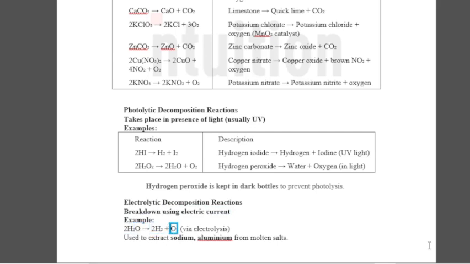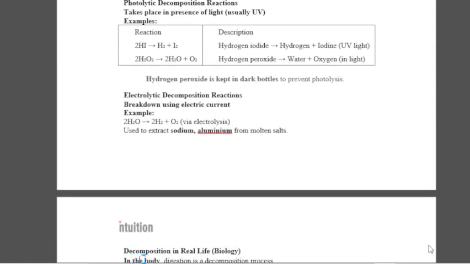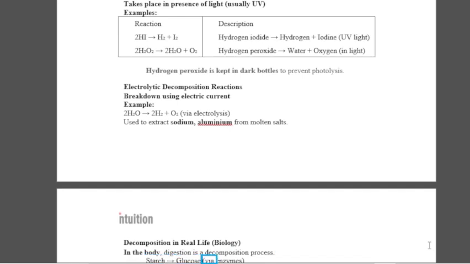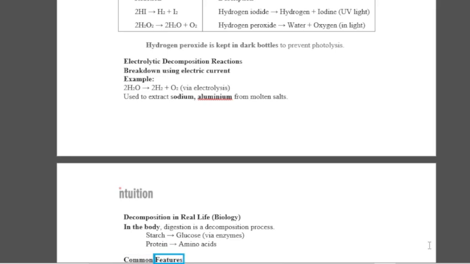2H2O → 2H2 + O2, via electrolysis, is used to extract sodium and aluminium from molten salts. Decomposition in real life: biology. In the body, digestion is a decomposition process. Starch to glucose, via enzymes; protein to amino acids.